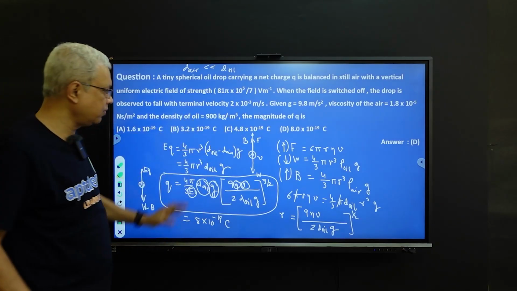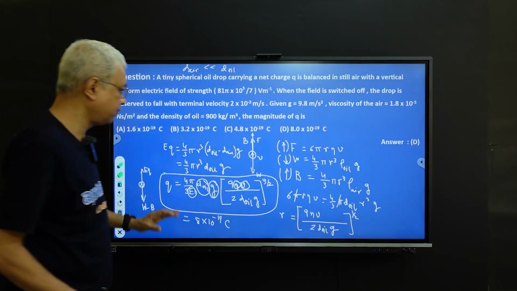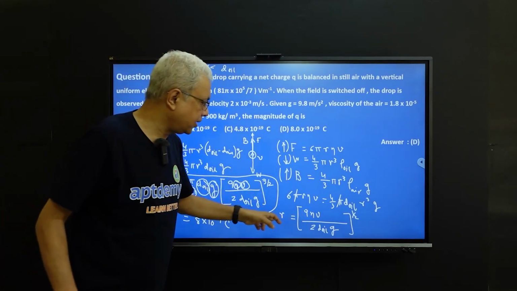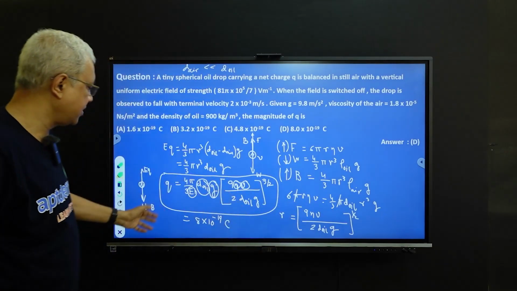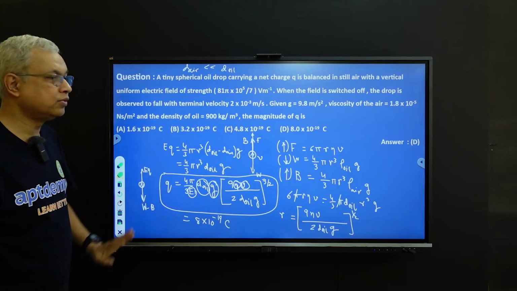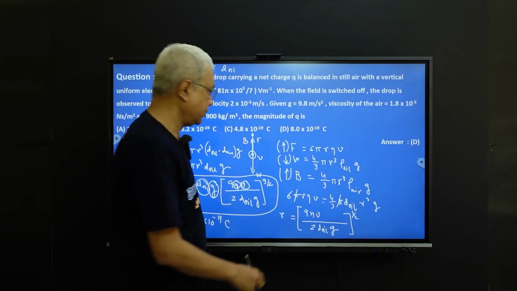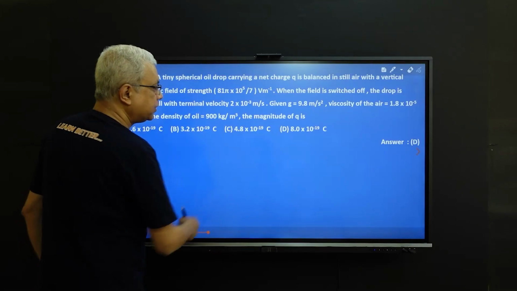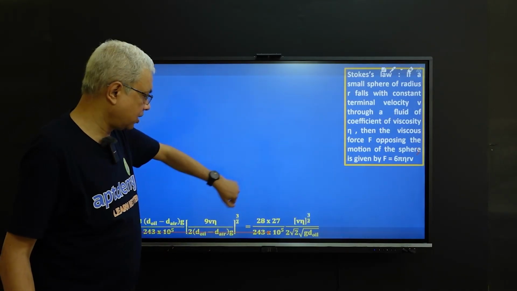This is a very simple problem. There are two parts of the problem, and this is the connecting equation between the two parts, and you can finally find out the value of Q. Okay, so I hope it is clear. If you have any doubt, you can revert back to us.